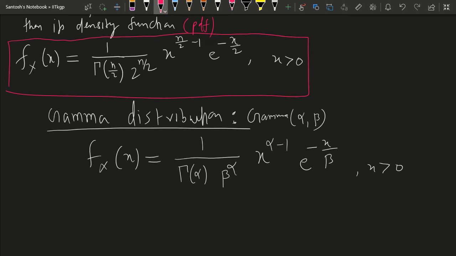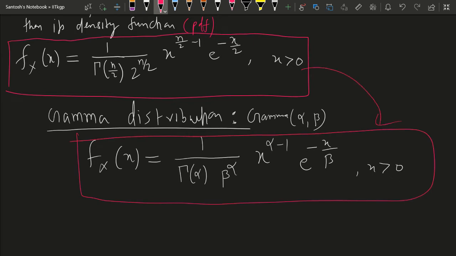So gamma is a general case and chi-square is a particular case. So here, now you compare both PDFs, and what do you see? So in case of gamma, alpha you'll take, so check here, alpha here is n by 2. So alpha you'll take n by 2, and in place of beta here is 2. So n by 2 comma 2.